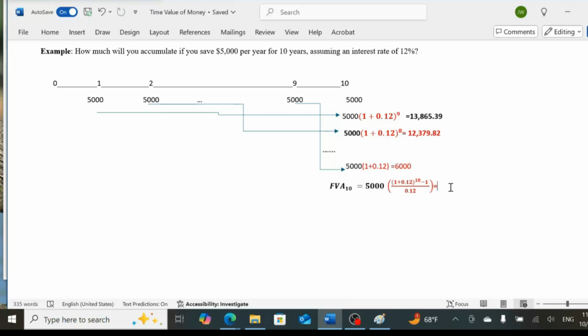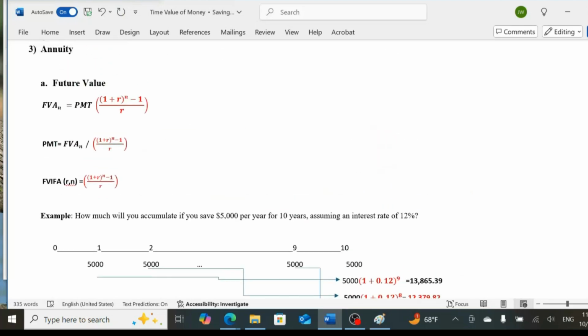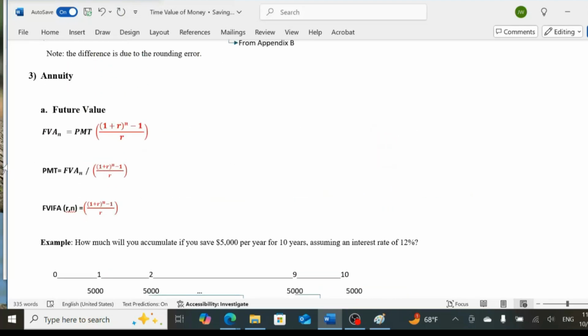So you'll end up at 80,743.68. If you do it one by one and add together, you'll get a number that may not be exactly the same, but very, very close. They're supposed to be the same. If different, it's because of rounding error. So this is our third formula, the future value annuity formula.